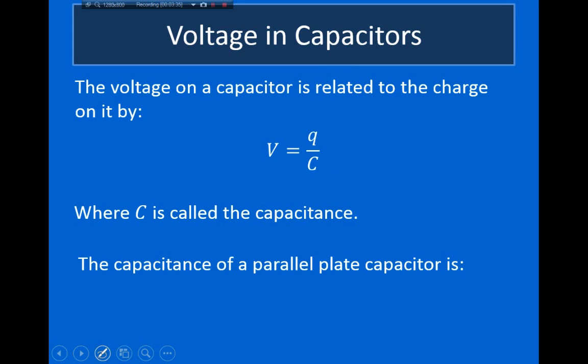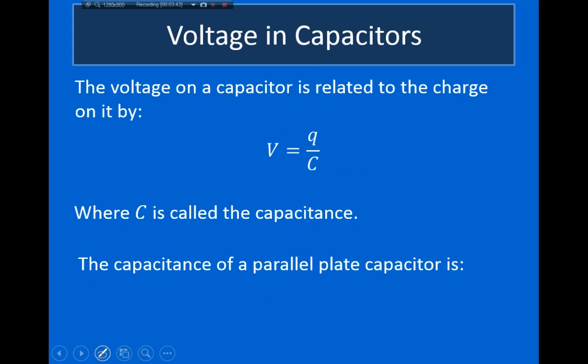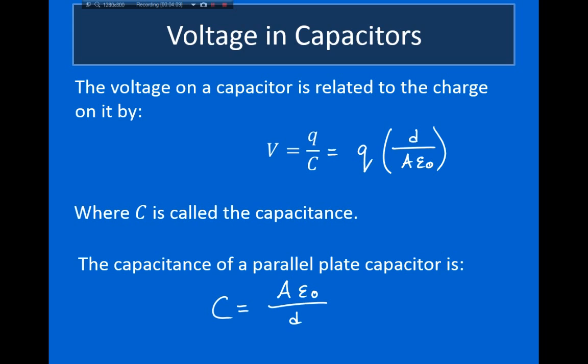So what we'd like to do is take this term right here, which only depends on the properties of the capacitor, and call this something. So what we do is we say that the voltage across the plates of a capacitor is equal to the charge on the capacitor divided by this quantity called the capacitance. Since we know that this is going to be equal to Q times d divided by A epsilon naught, we see that the capacitance is equal to the area of the parallel plate capacitor times epsilon naught divided by the distance between the plates of the capacitor. So this is how we calculate the capacitance of a parallel plate capacitor.